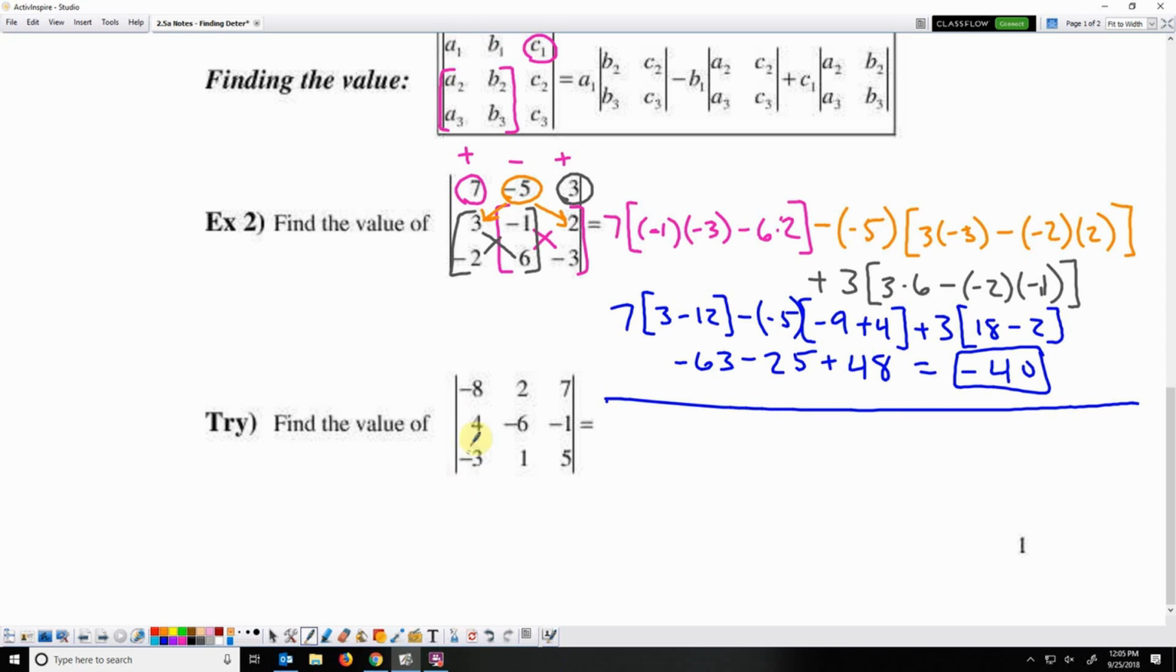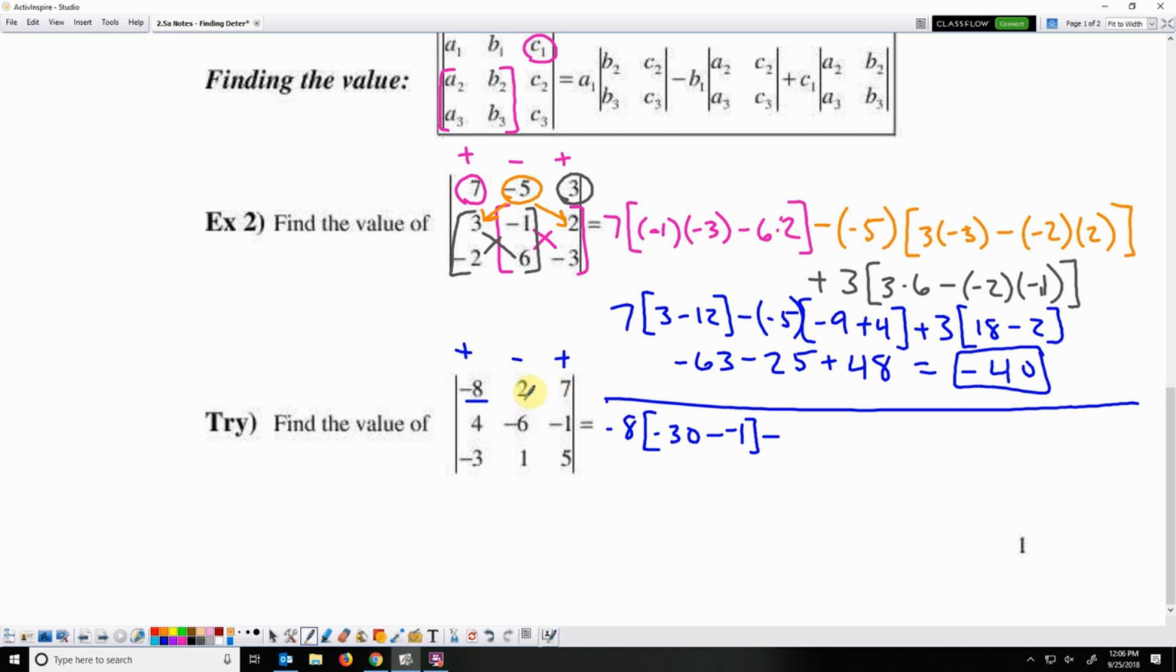Okay, so we'll try another one. So we start with negative 8, and we use the matrix down here. So we've got negative 8 times, and this time we'll just skip ahead a step. So we've got negative 30. So instead of writing what we're multiplying, we're just going to multiply it. And 1 times negative 1, so it's minus negative 1.